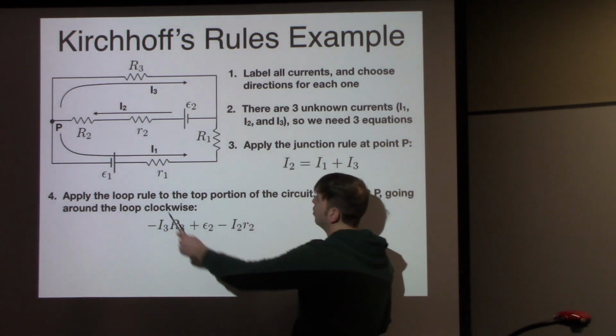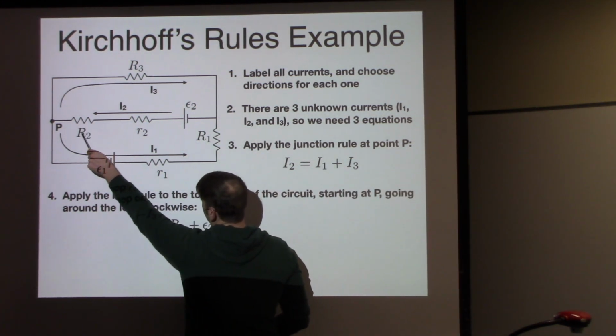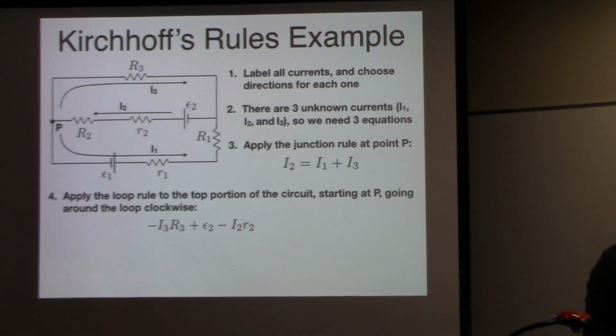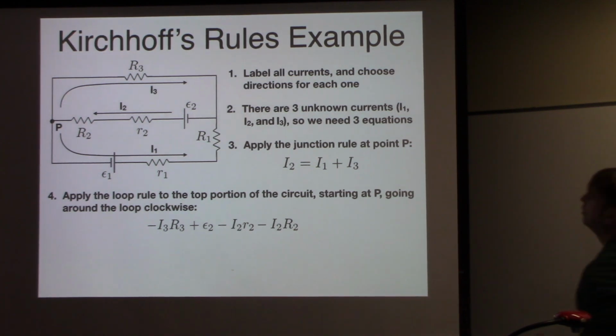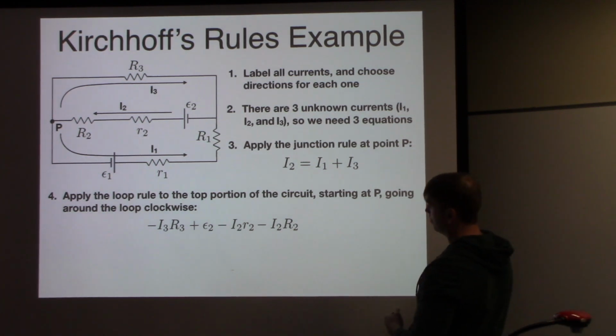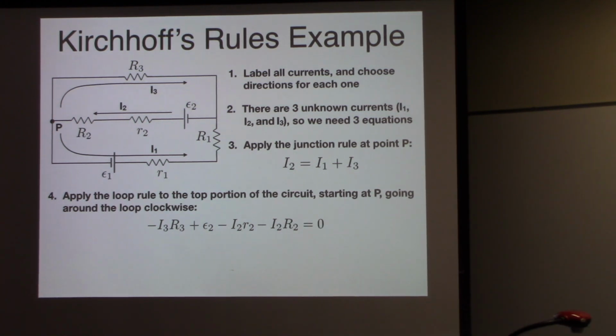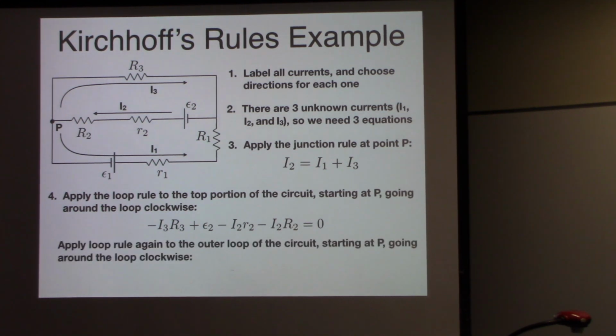The last thing we go across is this resistor big R2 before we get back to where we started. And again, I'm going across that resistor in the direction of the current, so that's minus I2 times big R2. So we've completed the loop. We can just set that to 0. So that's one equation. Okay, we need one more because we've got two equations so far. We need 3 to solve for all 3 currents.